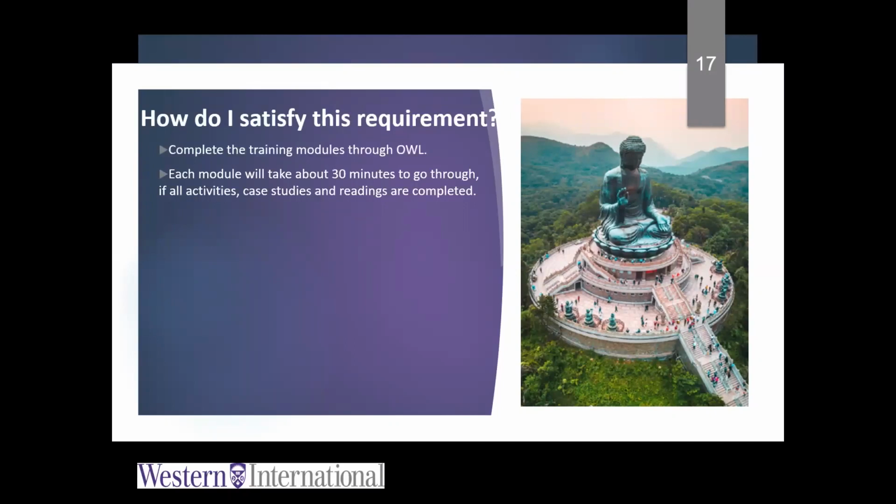So how can you satisfy this requirement? You need to complete the training modules through OWL. Each module will take about 20 to 30 minutes. So 8 modules will take you about 3 to 4 hours, I would say. And then after you complete the modules, attempt the final quiz. You need to pass the quiz with 80% or more, and you have 2 attempts.